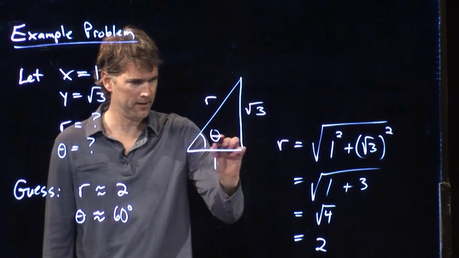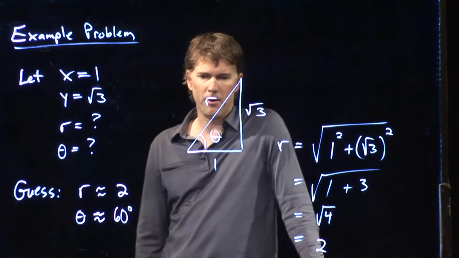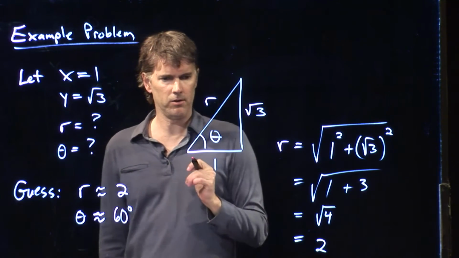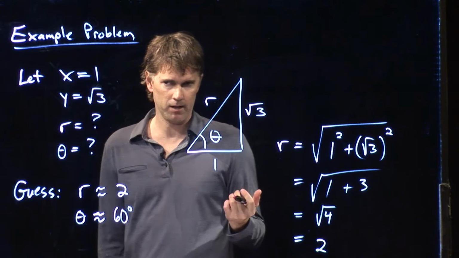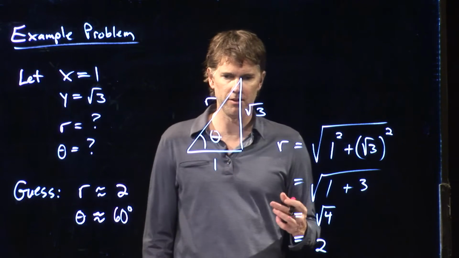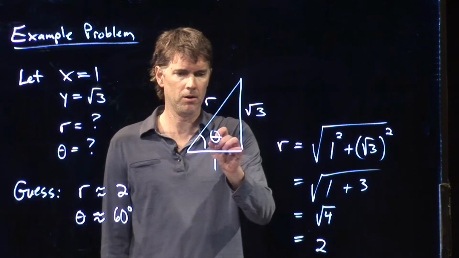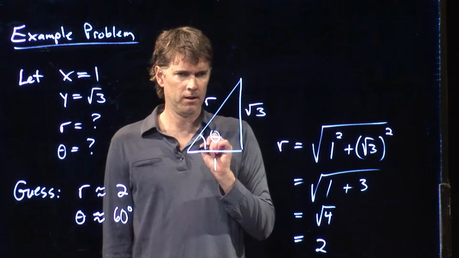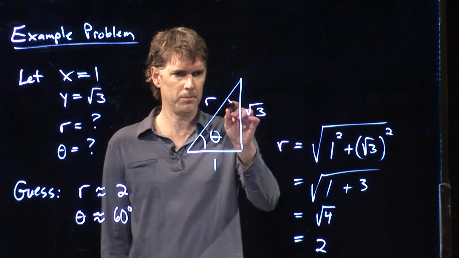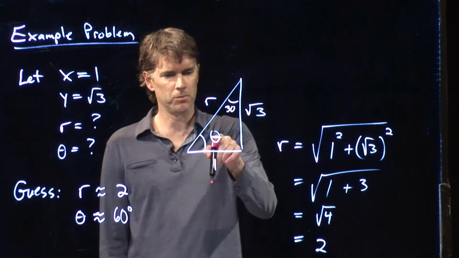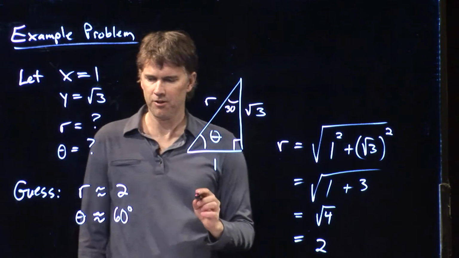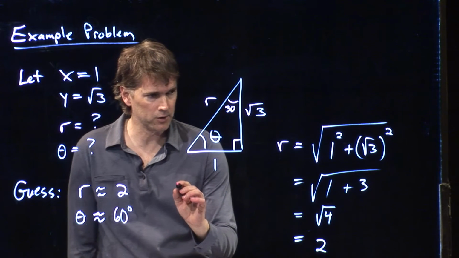What about theta? Well, you might remember that a 1, square root of 3, 2 triangle is a very special kind of triangle. It's a 30, 60, 90 triangle. And does the 30 go up here or where our theta is? 30 corresponds to the shorter side of the triangle. So this one up here has to be 30, which means our theta has to be 60, and that's the 90.